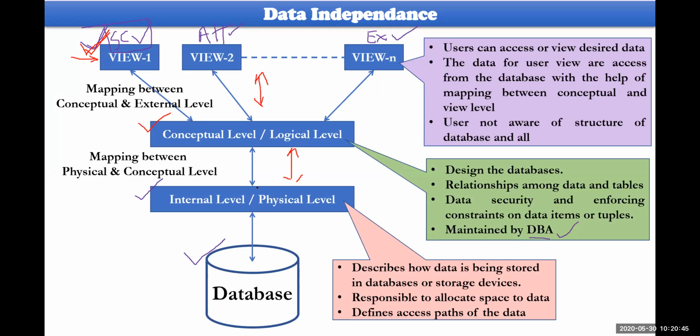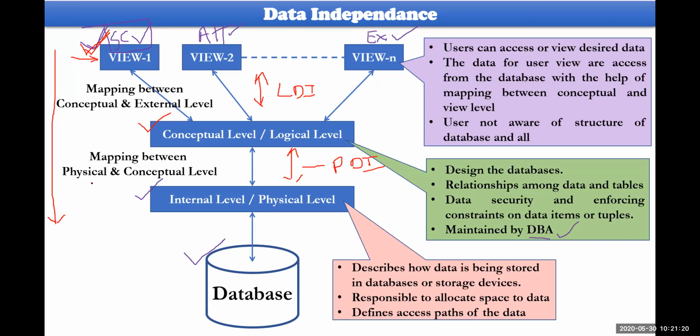Okay, so physical data independence happens between these two, and logical data independence happens here. It is always considered a top-down approach. The top layers might have any kind of modification, but it should not affect the lower levels. The top layer could be modified in any way, and it should not affect the lower levels.